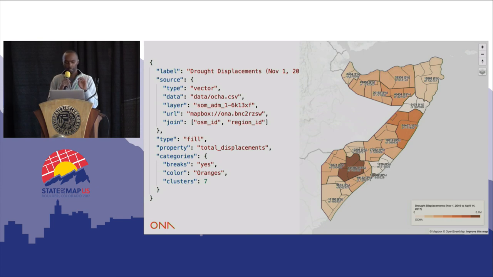So the idea here is to make it easy to pull data from different sources. Let's say you have a CSV file and you have boundary data, maybe hosted on Mapbox, and you want to match the data to the regions. This is an example of how you can quickly build a choropleth plot and visualize total displacements. And you can define various properties on what you want it to look like. You can do some clustering.